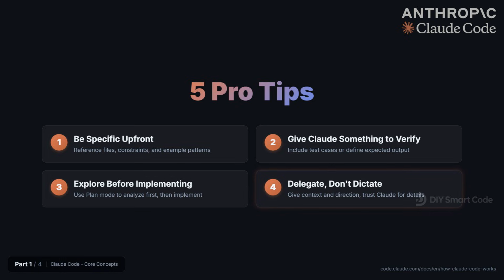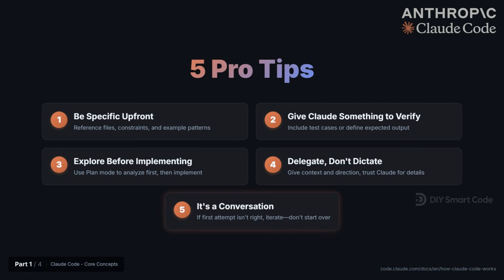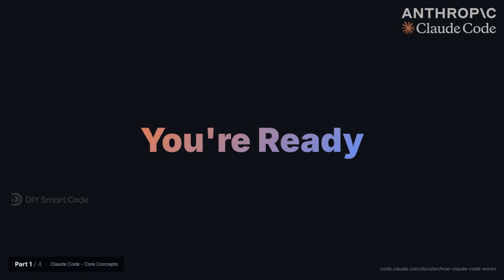4. Delegate, don't dictate. Give context and direction, then trust Claude to figure out the details. 5. It's a conversation. If the first attempt isn't right, iterate. You don't have to start over. Now you understand how Claude Code actually works. The agentic loop, the tools, the safety net.